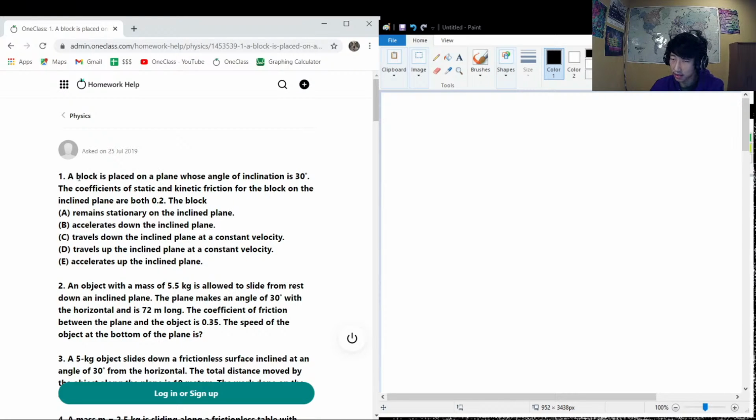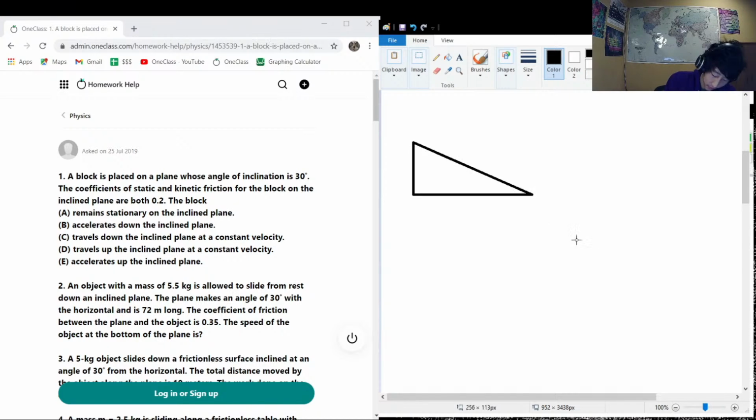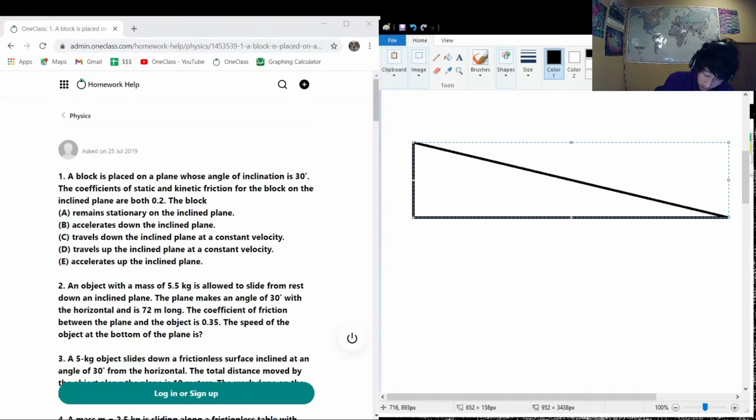So the first question is asking us, a block is placed on a plane whose angle of inclination is 30 degrees. Pretty much what that means is like we have a ramp like this, and this angle right here, 30 degrees. Yeah, that's what that means by a plane on an inclination. The coefficients of static and kinetic friction on the block of the inclined plane are both 0.2.